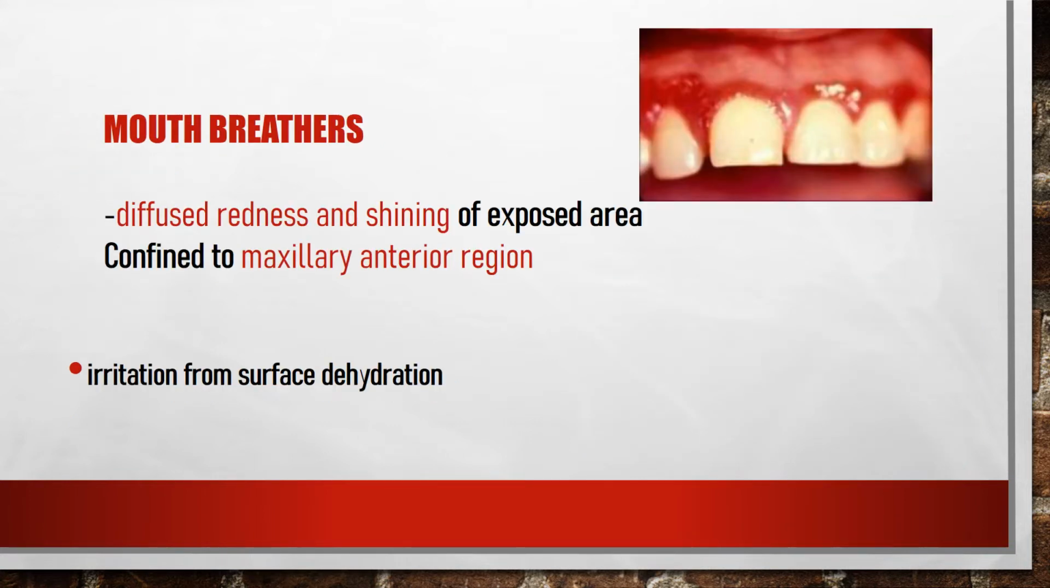Then comes the gingival enlargement seen in mouth breathers. This is also a type of chronic inflammatory gingival enlargement. You can see in this picture diffuse redness and shining of the exposed area in mouth breathing patients. These anterior regions especially will be exposed to the outer environment, so they will get dried easily. We can see diffuse redness and shining of the exposed area, mostly confined to the maxillary anterior region, and irritation from surface dehydration.